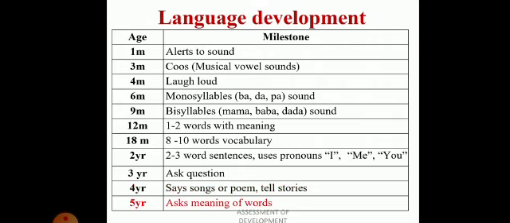and at the age of 5 years they will be asking the meaning of words, and they are like us only, they will also be talking. So at the age of 5 years the language will be properly developed and they will be talking like adults only.